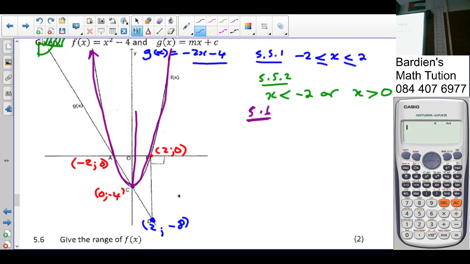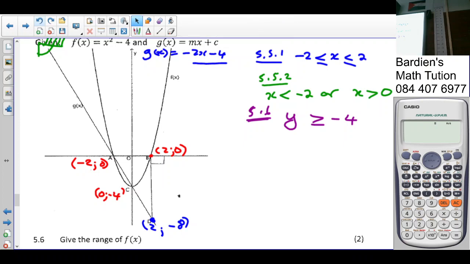Negative 4 onwards. So what do we say for that? Y must be more than negative 4. Just give me a chance. So we write y is more than negative 4. Now, does this graph exist at negative 4? Yes. So you must have the equal sign as well. Do you guys agree with that? Yeah.